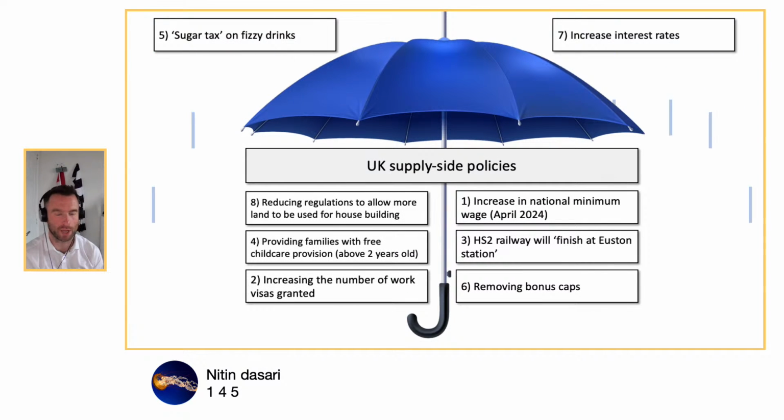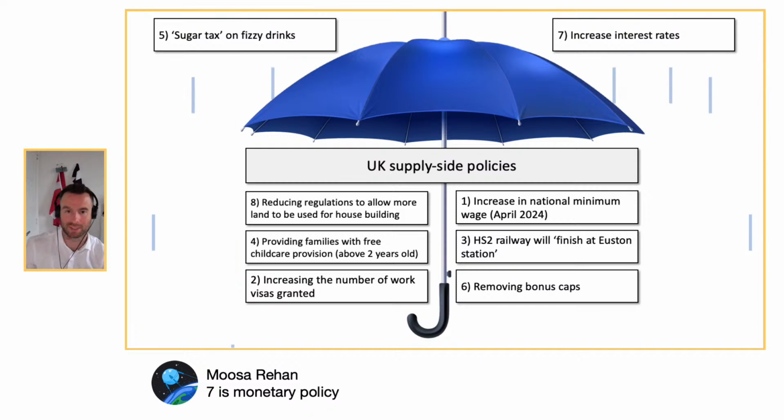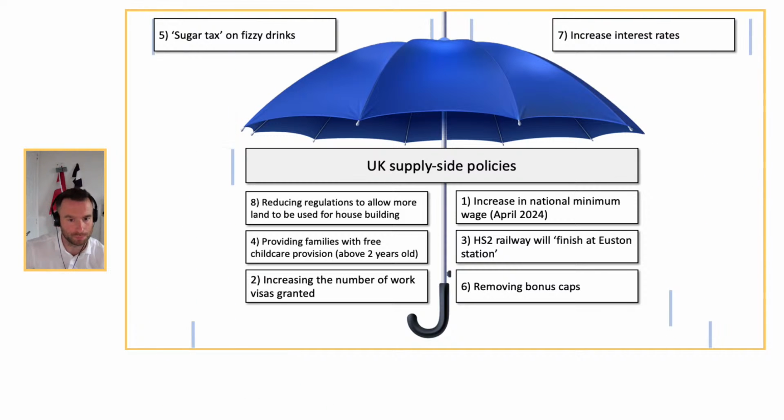I know folks, there's quite a lot to read there, but this could be really useful in a context where you are looking at a piece of data and you are trying to identify various supply side policies that improve the productive capacity of the economy. Musa, you're absolutely correct. 7 is monetary policy, because we're manipulating interest rates to affect inflation. So regulations, if we reduce them to allow more land to be used for house building, make it easier for builders to build houses, and increase the productive capacity that way.